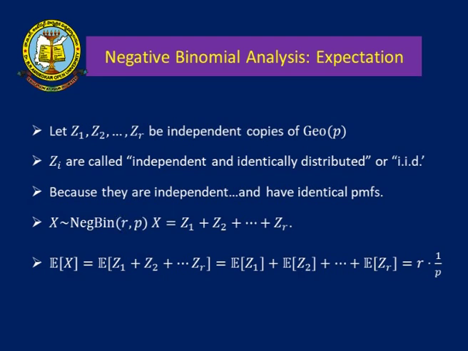So E of X is the mean. E of X is the mean, so we write E of Z1 plus Z2 plus Z3 and so on up to Zr. Taking the mean, and then the variance, the simplification is E of Z1 plus E of Z2 plus E of Z3 and so on up to E of Zr. So the mean is r into 1 by p. Now we have to take a problem here.